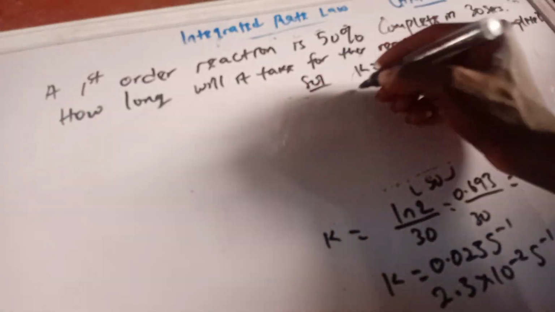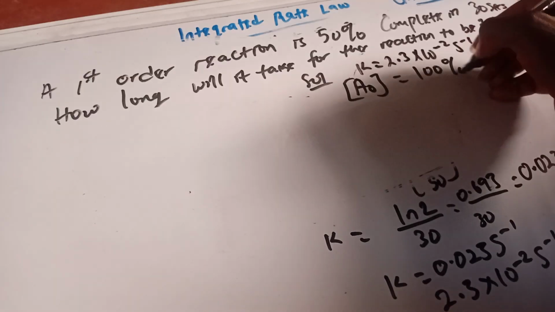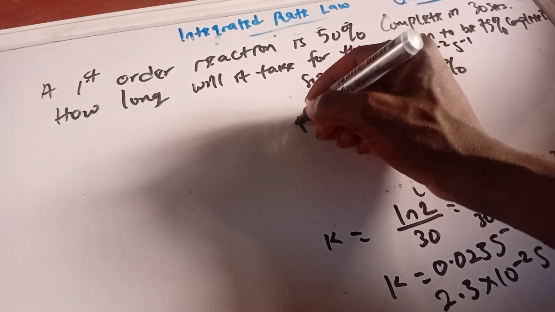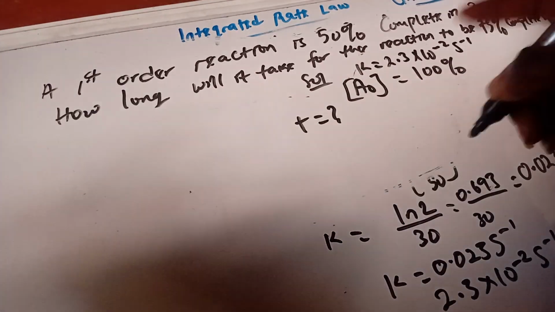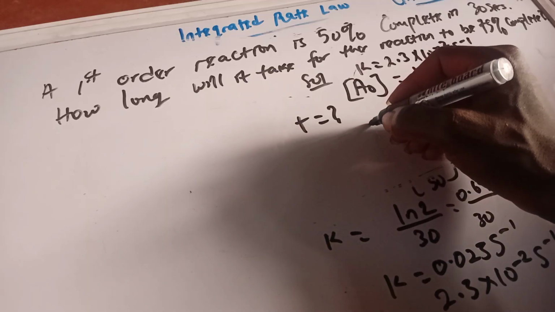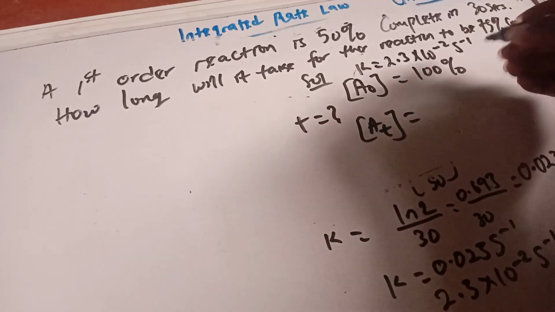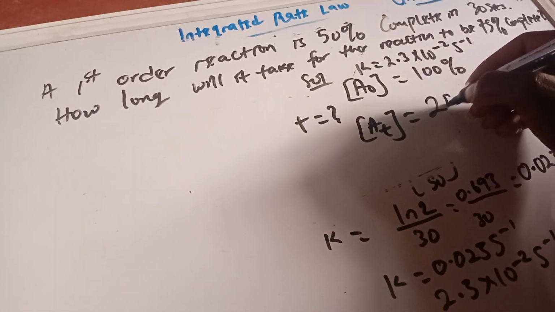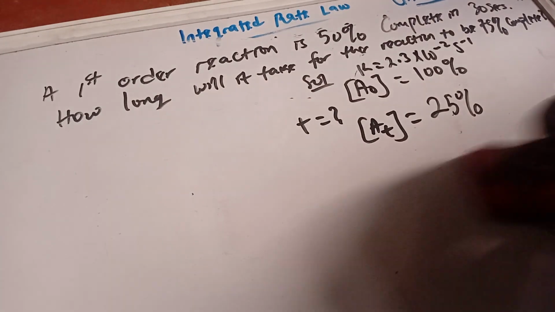So what's our initial condition? Initial concentration is still 100%. We are asked to find the time when it is 75% complete. If it is 75% complete, that means it will be 25% incomplete: 100 minus 75, so we have 25% incomplete. That incomplete is equivalent to the concentration at a particular time t.